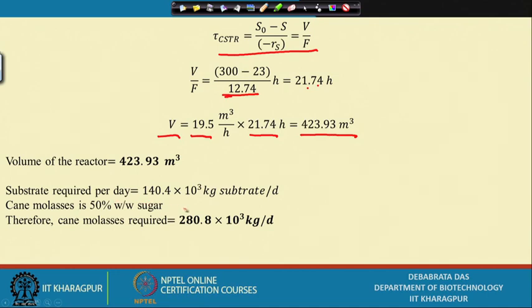Now, substrate required per day. So, how can you calculate? We can calculate how much substrate we require per day. We can easily calculate. This we have already found out, this much of substrate is required. Now, cane molasses contains about 50% of sugar. So, you multiply it by 2, and we will get the amount of cane molasses required for this distillery industry.